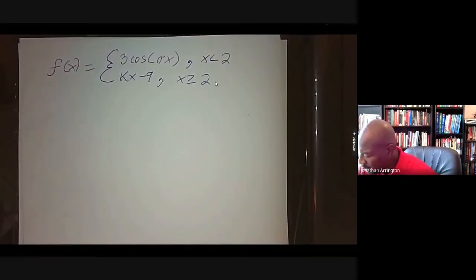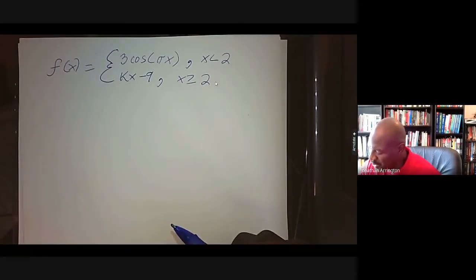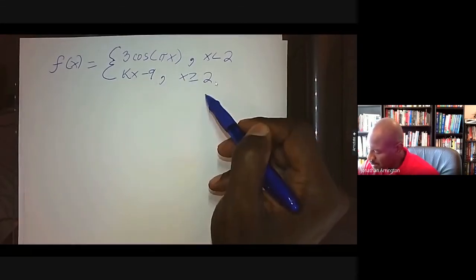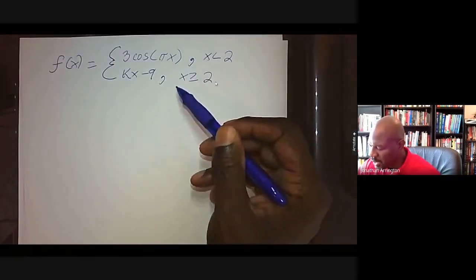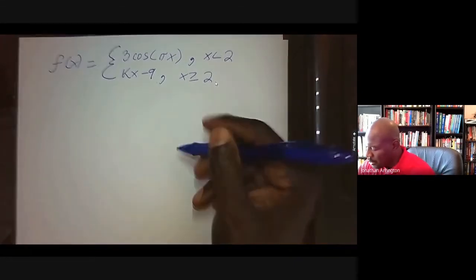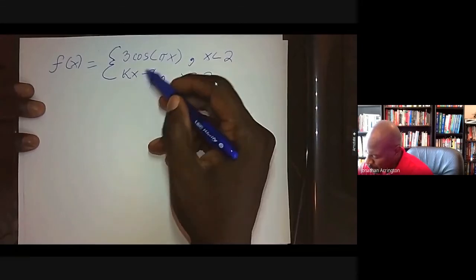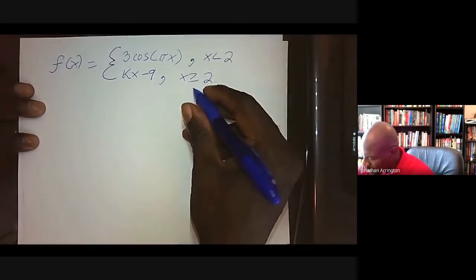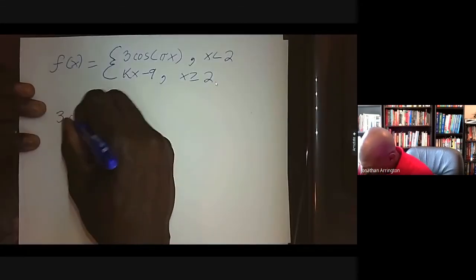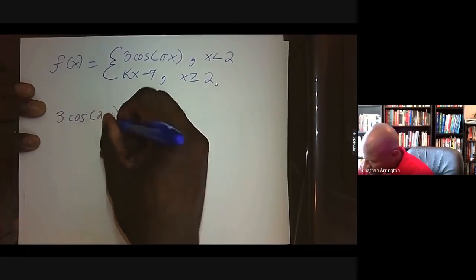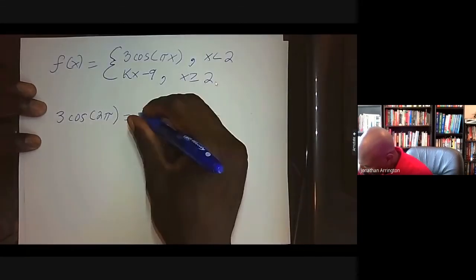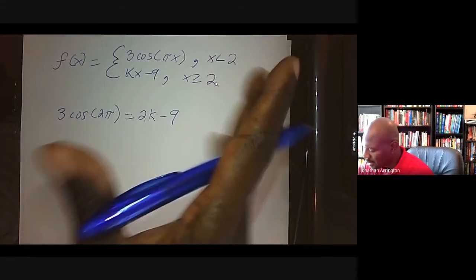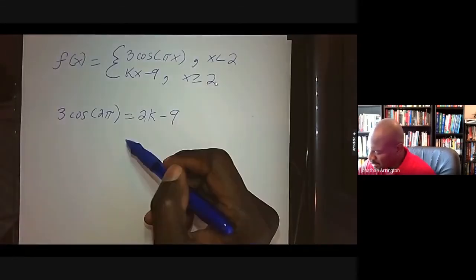Okay, so here is the situation here. Again, for this to be continuous, I need these pieces to be equal to each other when x is equal to 2, of course. So I'm going to find the value of k that makes that happen. So what I'm going to do is set these pieces equal to each other, and I'm also going to plug in 2 for x, because again, we're checking continuity when x equals 2. So what that gives me is 3 cosine 2 pi, and that should equal 2k minus 9. So again, I just want to find the value of k which makes these equal. So basically, I'm plugging this number in for x and solving for k.